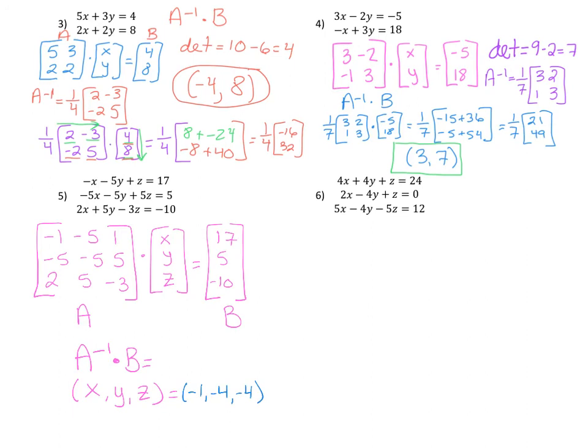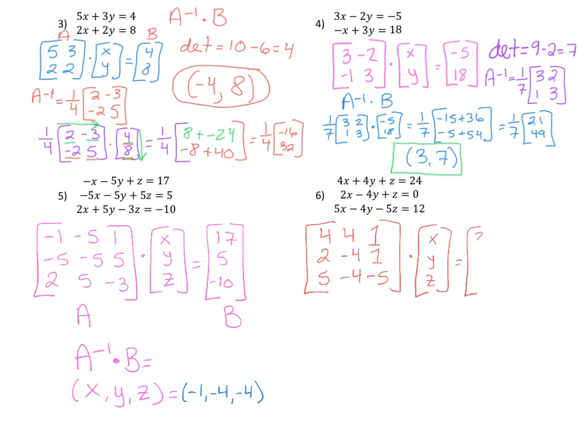Similarly with 6, I would write it in matrix form. Then I would enter matrix A and matrix B in my calculator. And when I do A inverse times B, you should get that x is 4, y is 2, z is 0. Now, I would strongly encourage practicing how to do 5 and 6.